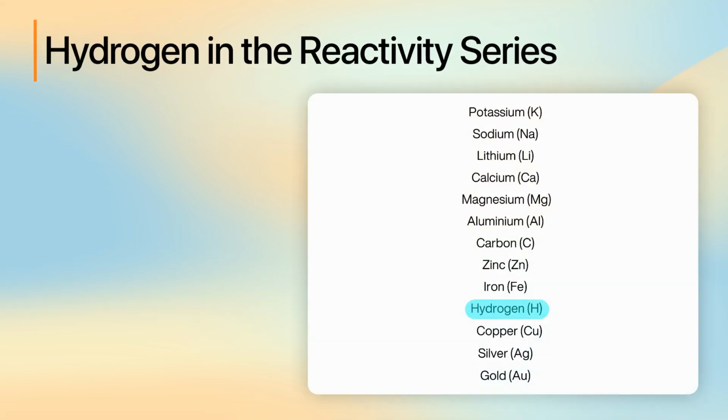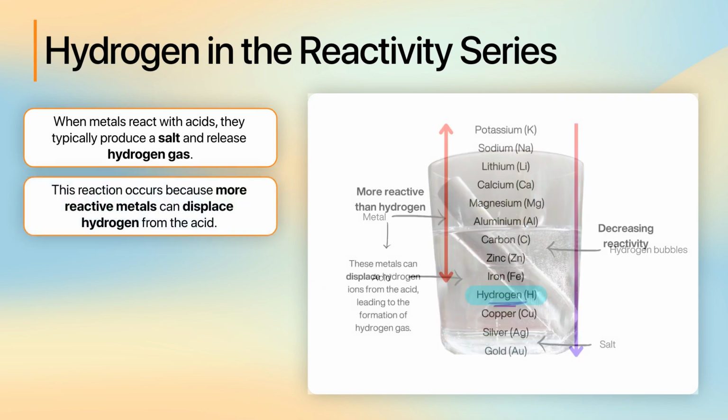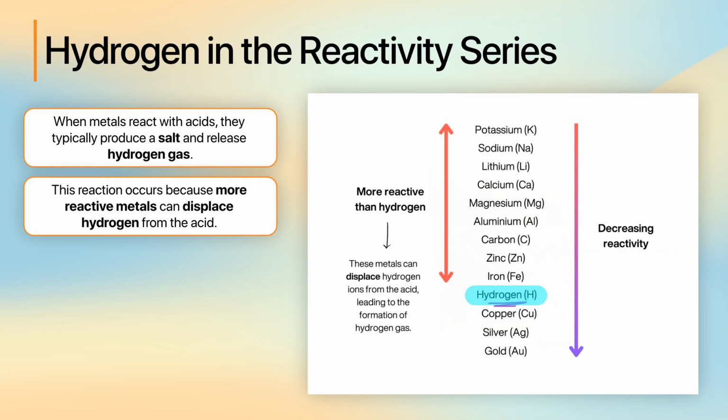Hydrogen is included in the reactivity series for an important reason related to how metals react with acids. When metals react with acids, they typically produce a salt and release hydrogen gas. This reaction occurs because metals more reactive than hydrogen, which are higher up on the reactivity series, can displace hydrogen ions from the acid, leading to the formation of hydrogen gas.